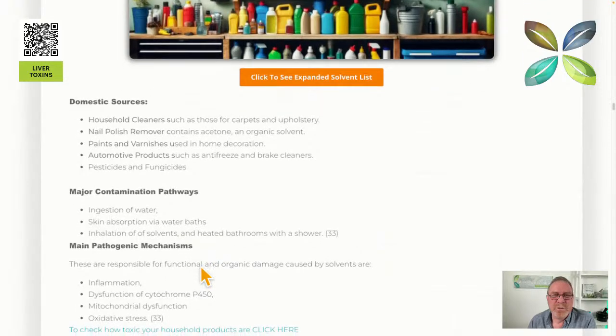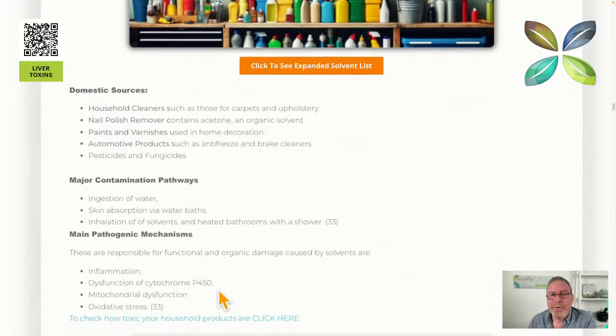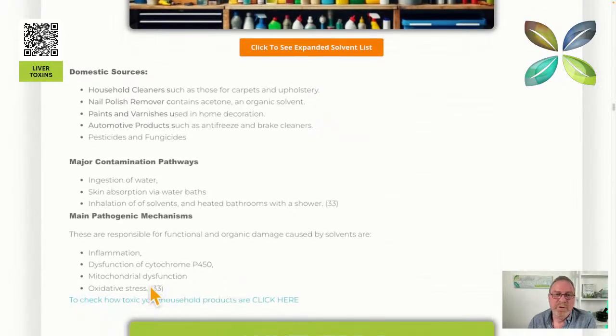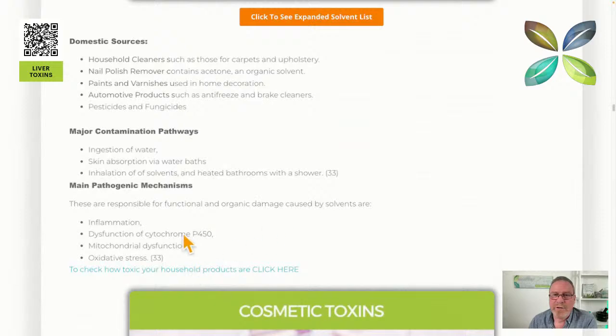And what they do is they cause inflammation, dysfunction. It says here cytochrome P450. Don't have to remember that, but that's an enzyme in your liver that helps to break down the chemicals and to get them out of your body. So if that's not functioning properly in your liver, then you'll end up with a buildup of unprocessed chemical compounds in your liver. Mitochondrial dysfunction, so that's the actual energy inside the cells in our body. So if that's dysfunctioning, that can cause real problems. And oxidative stress. So oxidation is really just breakdown of and damage. It's like rust inside the body.